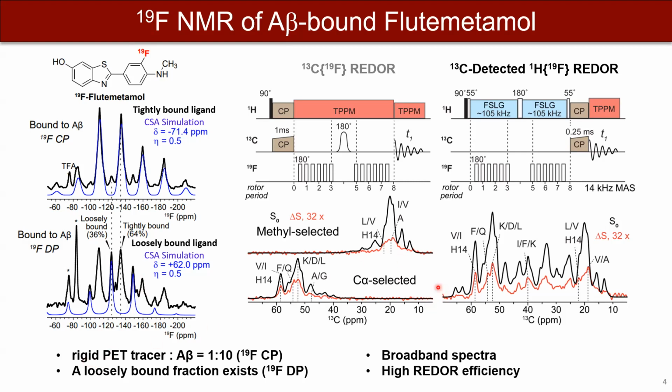Then we applied fluorine REDOR, rotational echo double resonance experiment, to detect the peptide residues close to the fluorine in the PET tracer, which should reveal the binding sites. Due to the low sensitivity of the CF REDOR, we developed and applied a carbon-detected HF REDOR to this system. The carbon-detected HF REDOR has achieved broadband spectrum and high REDOR efficiency at the same time.